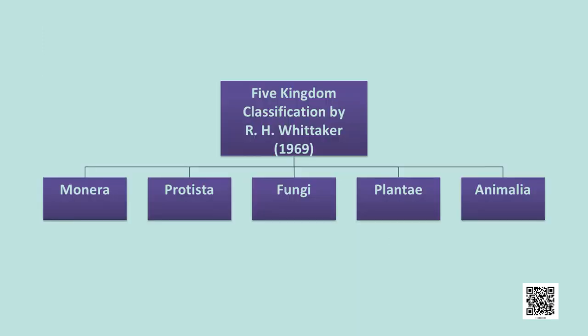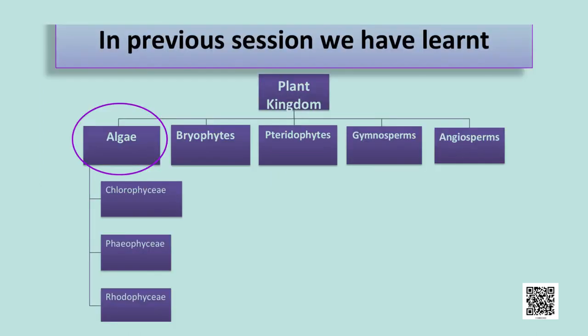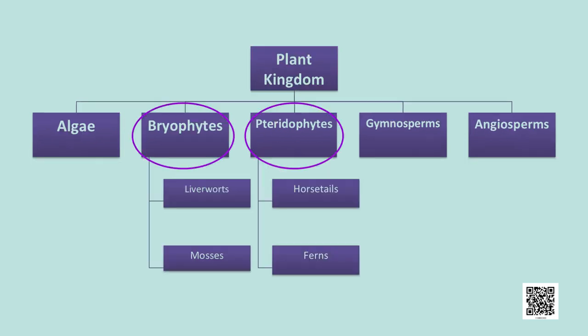In the previous session, we have already learned about the five kingdom classification and we have discussed algae under the plant kingdom. Within the alga group, we have learned about chlorophyceae, phaeophyceae and rhodophyceae. Today, we will learn about the next two groups of the plant kingdom, bryophytes and pteridophytes, the division of bryophytes into liverworts and mosses and the division of pteridophytes into horsetails and ferns.